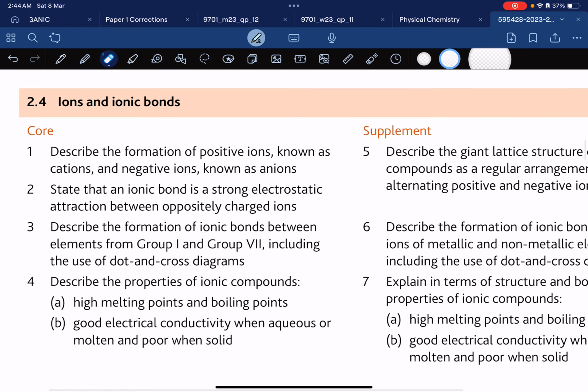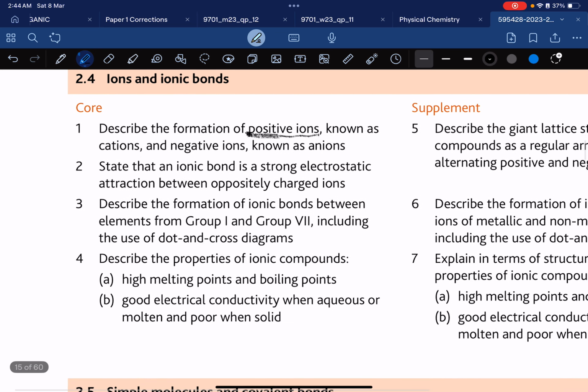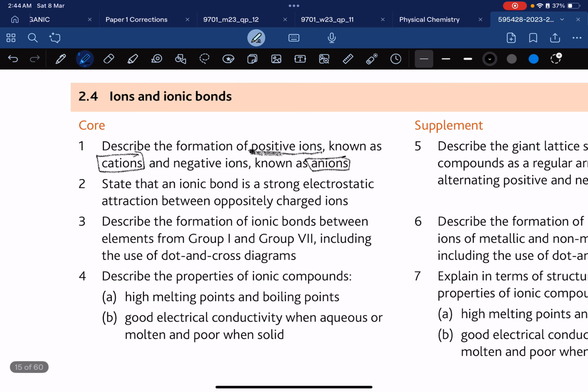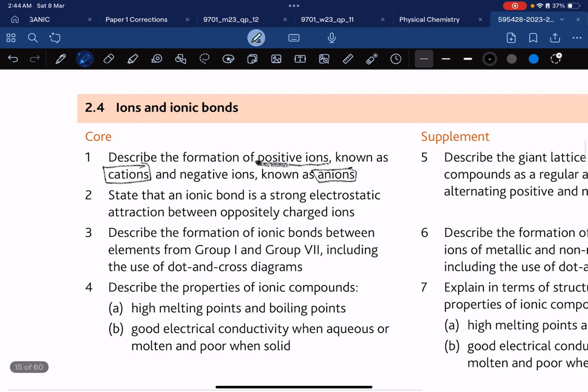Okay, 2.4. Describe the formation of positive ions, known as cations, and negative ions, known as anions. Now when you go to electrolysis, this is something that you will definitely have to remember, and you'll do so many questions that you'll eventually remember this. So positive ions are called cations and negative ions are called anions.